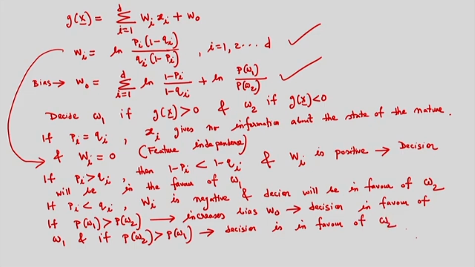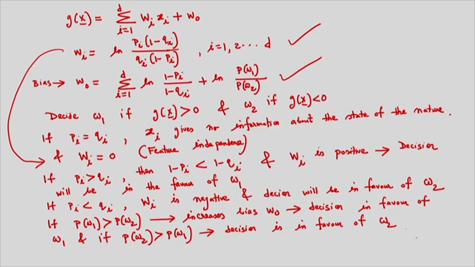So here you can see from this discussion, from the weight Wi and the bias W naught, you can take a classification decision. So in this discussion, we are considering discrete features.